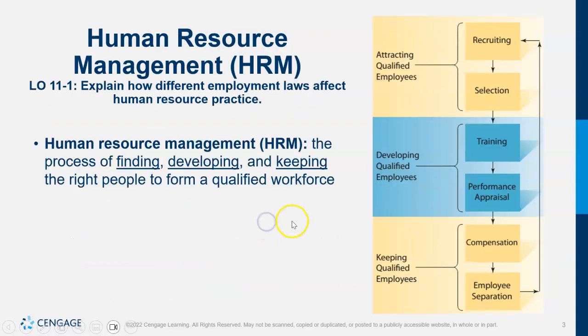We're going to start by looking at the definition of human resource management. This is the process of finding, developing, and keeping the right people to form a qualified workforce. So this includes attracting qualified employees through recruitment and selection, developing qualified employees through training and evaluation and performance appraisals, and then keeping or separating from employees through compensation methods as well as employee separation. And as you can see, this is a feedback loop.